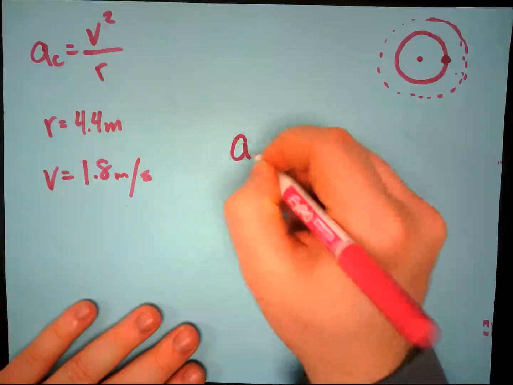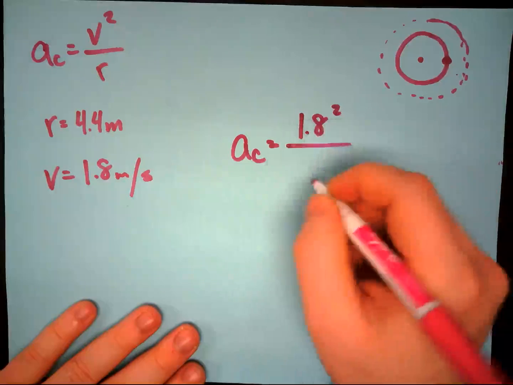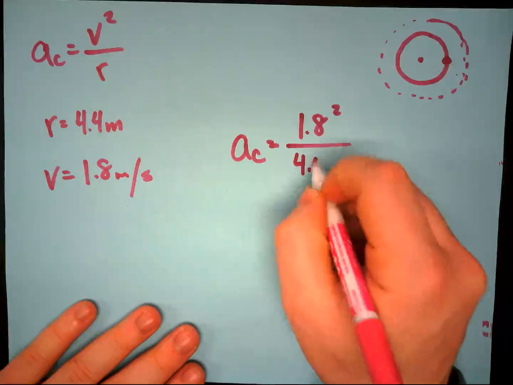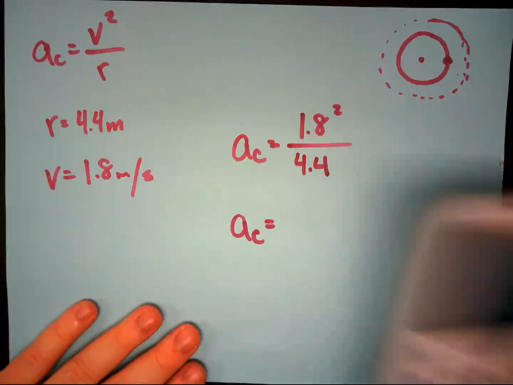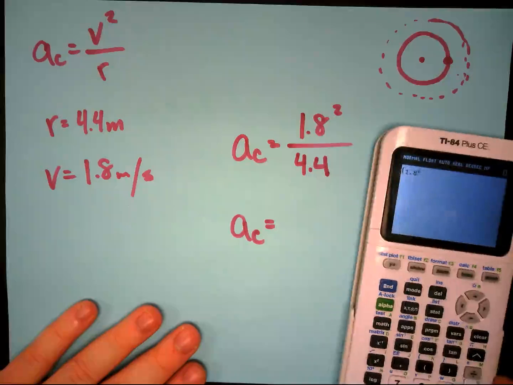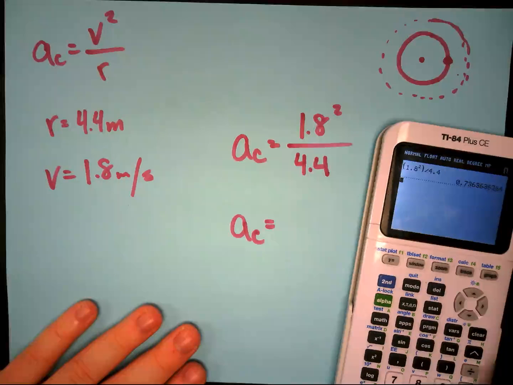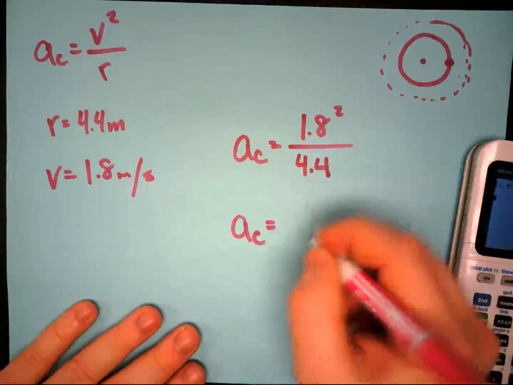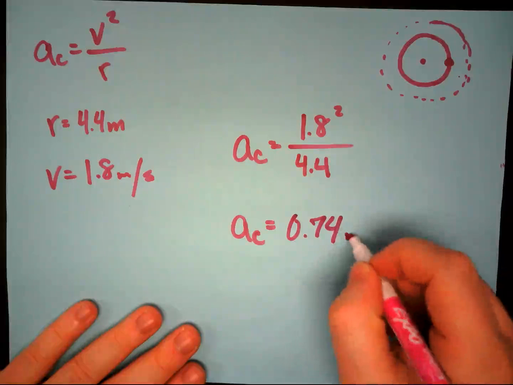Easy peasy. Let's just plug these in. It's really not that bad. So 1.8 squared divided by 4.4. We plug that into our calculator, and that gives me 0.74 meters per second squared.